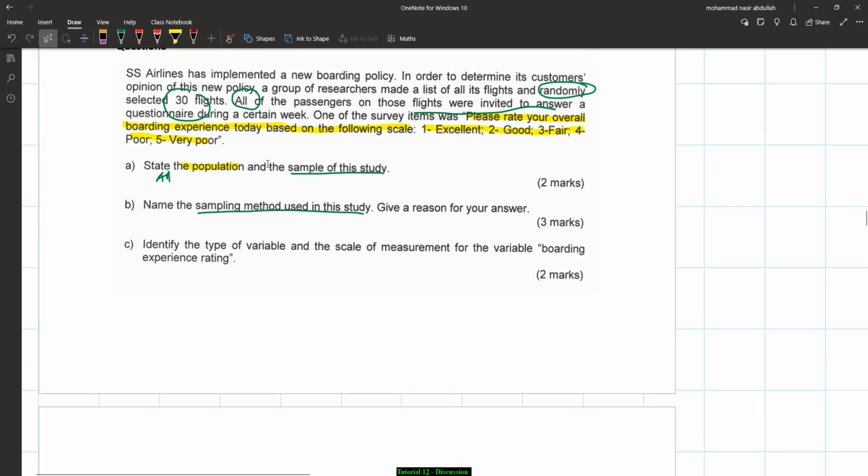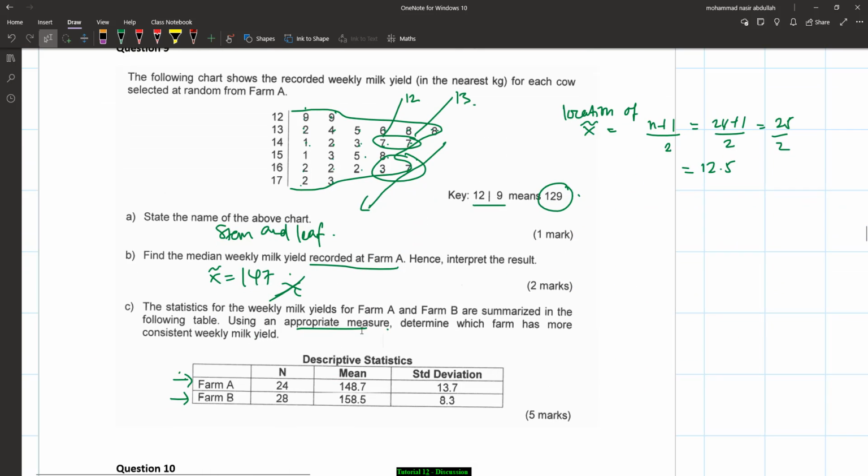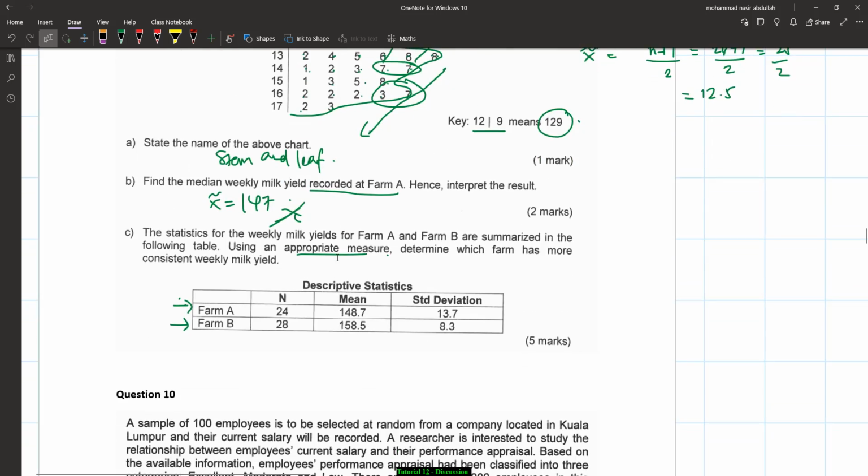This is 4 semester. Right. They like to ask the question: appropriate measure means coefficient of variation. This is the most famous question. Maybe they have no idea what to ask. Alright. So 5 marks. This is very good, the marks they give us.